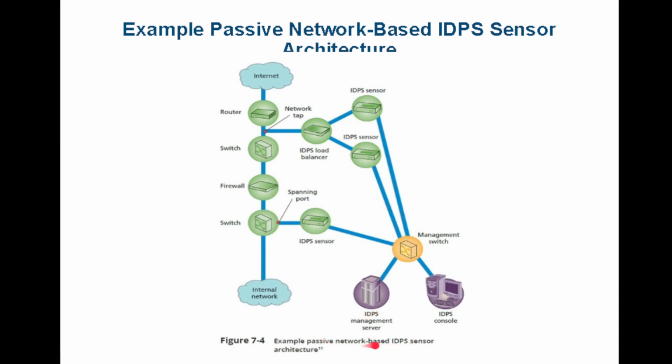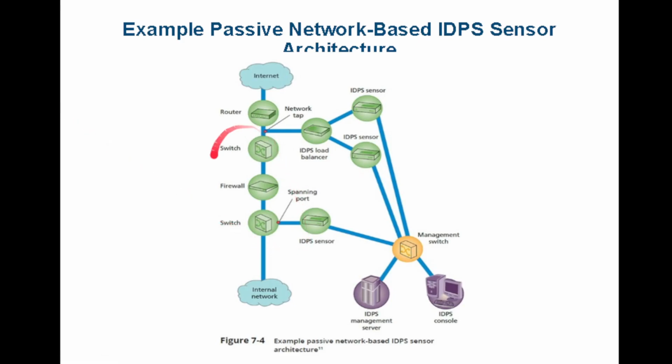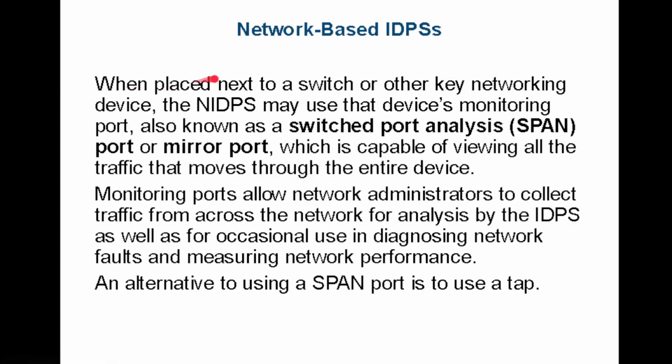So passive, network-based. Passive means it's not slowing down the traffic coming through to your internal network. Okay. The firewall, you can think of your firewall as an active system. So they call it a switched port analysis port or mirror port. Some call it a promiscuous port. Basically showing all your traffic.